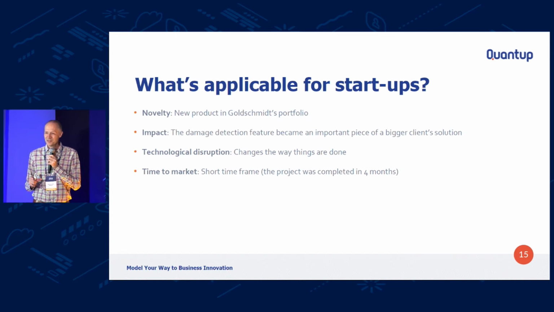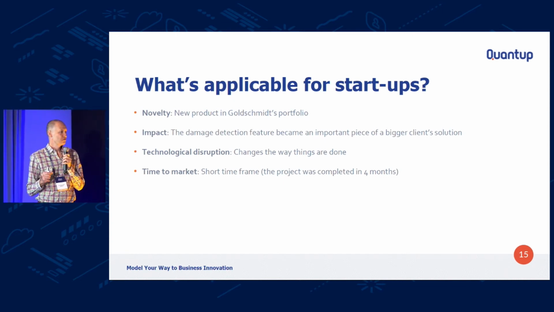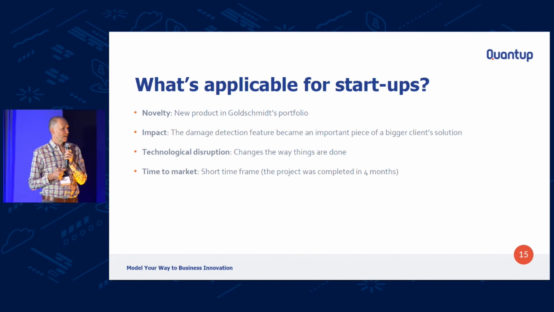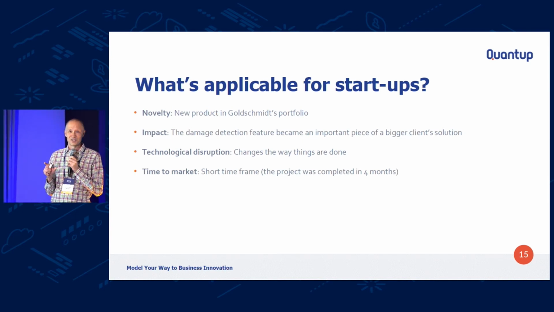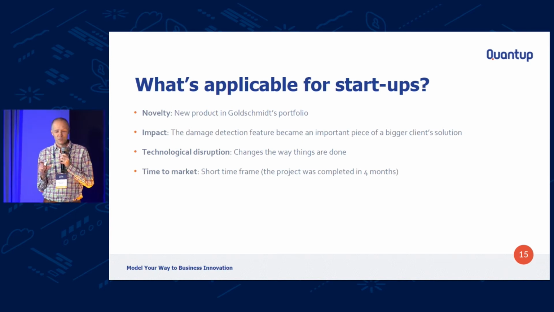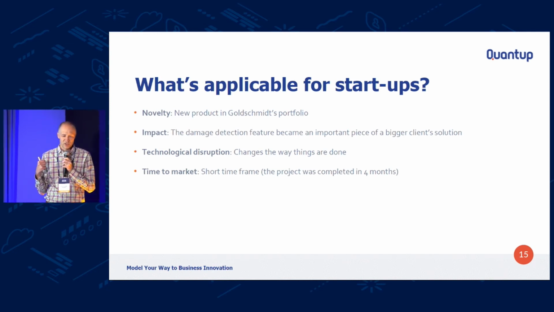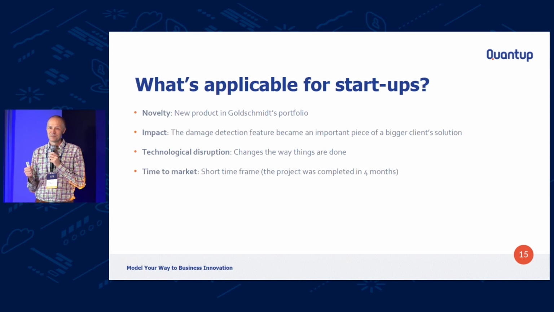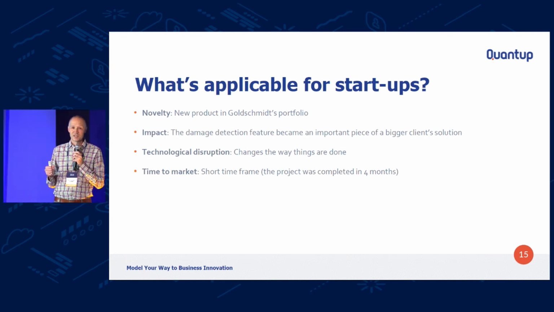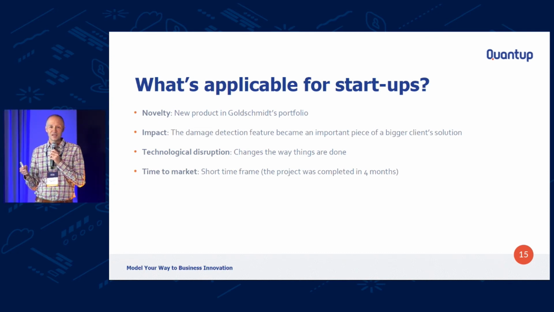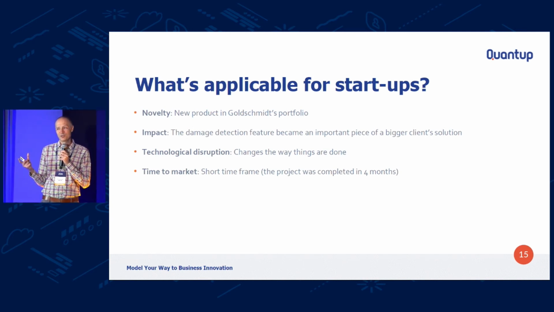This product we worked on was something completely new in Goldschmidt's portfolio. So we have novelty. This feature of detection of damages was a very important feature in this big solution for Goldschmidt clients. So we have impact. And the traditional way of inspecting the tracks was just walking around. And we can tell this solution was a kind of technological disruption. It changes the way things are done. And what was important, we had a short time to market to develop this solution.